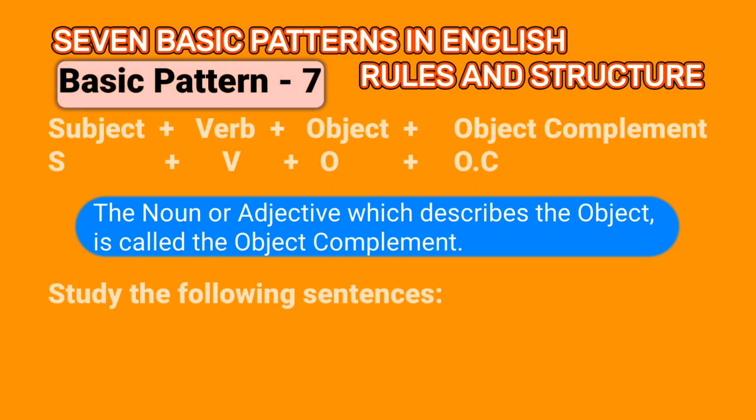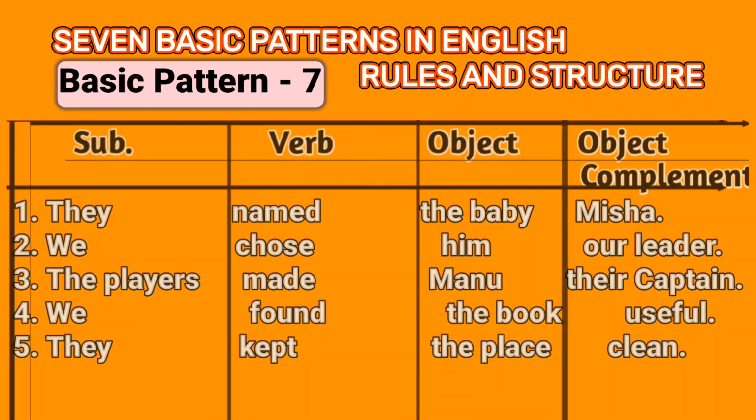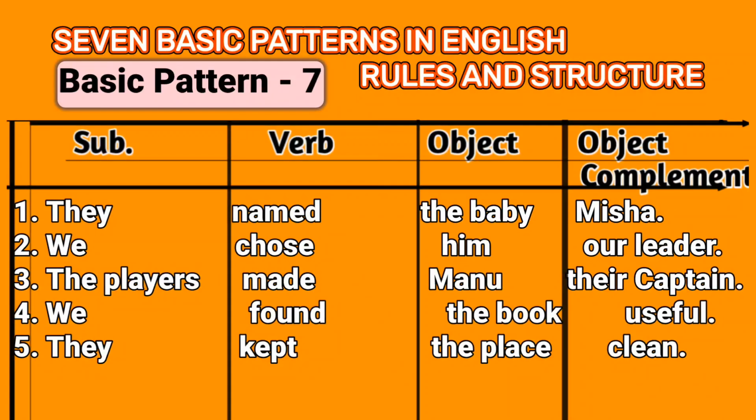Basic pattern 7. It contains the subject, verb, object, object complement. The noun or adjective which describes the object is called object complement. They named the baby Misha. They is subject, a pronoun. Named is verb. The baby is the object. The complement is Misha.